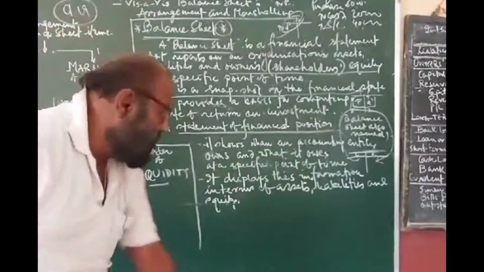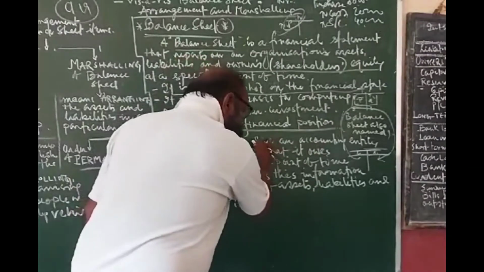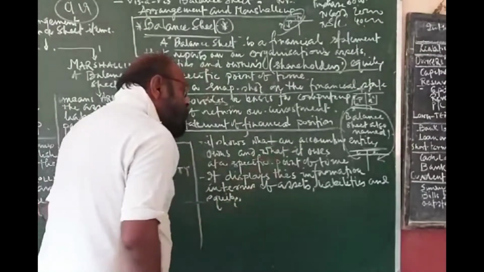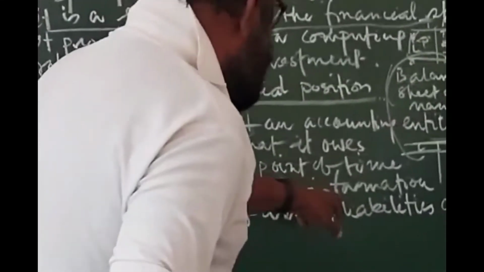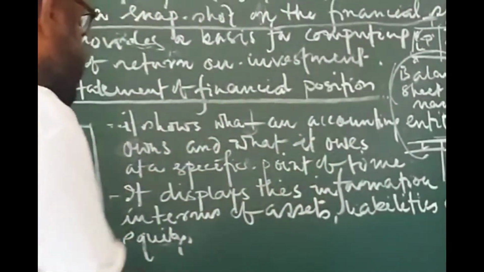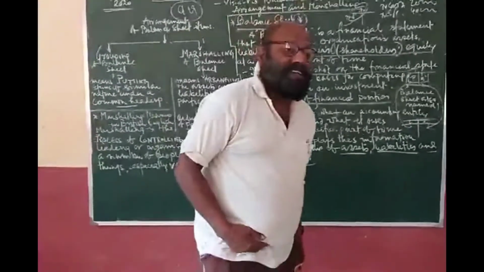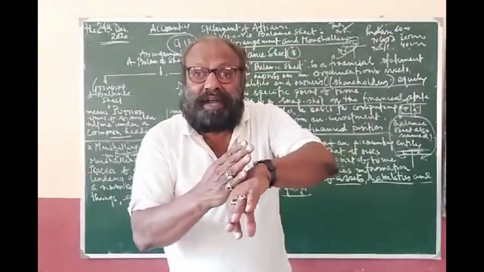Okay. So now I have written over here, it is a statement of financial position. It shows what an accounting entity owns and what it owes at a specific point of time, and it displays this information in terms of the assets, liabilities and equity. Now coming to the point, what is equity? Equity is the right to assets, the right to the net assets.